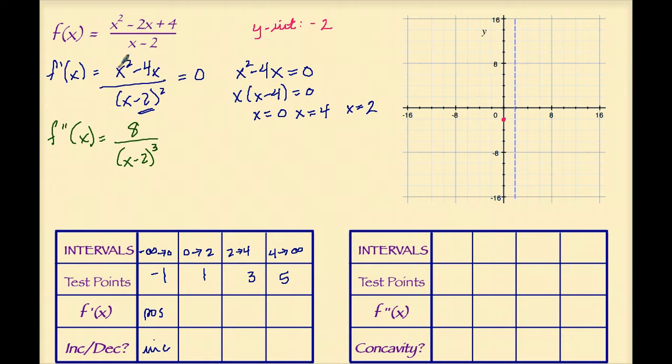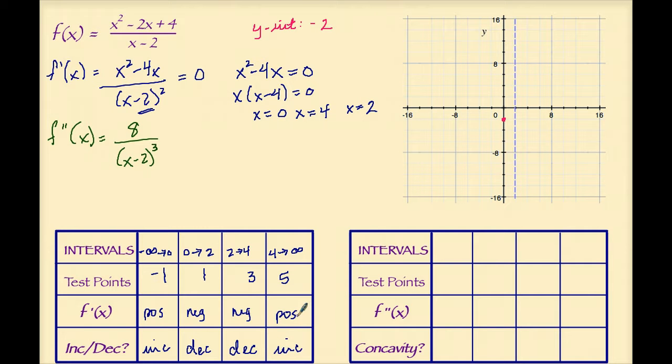Now let's try 1. 1 minus 4, a negative 3 over a positive number, which means positive over negative is negative. The function is decreasing in this interval. Now let's try 3. 3 squared is 9 minus 12 is going to be a negative number over a positive number. And so in this case, the first derivative is negative here, which means the function is decreasing on this interval. And then when we plug 5 into the first derivative, we get 25 minus 20, a positive number over a positive number, means that the function is increasing here.